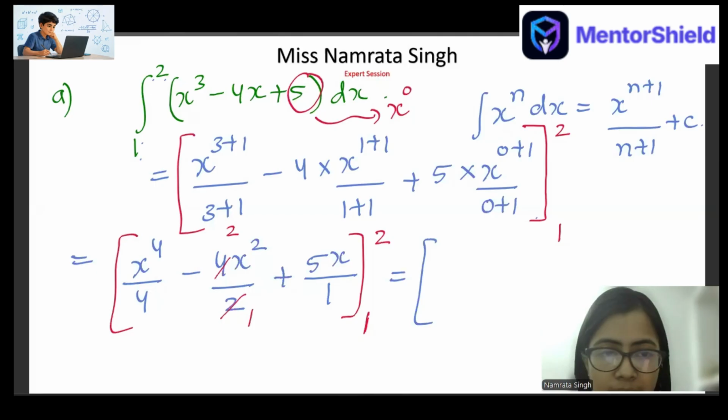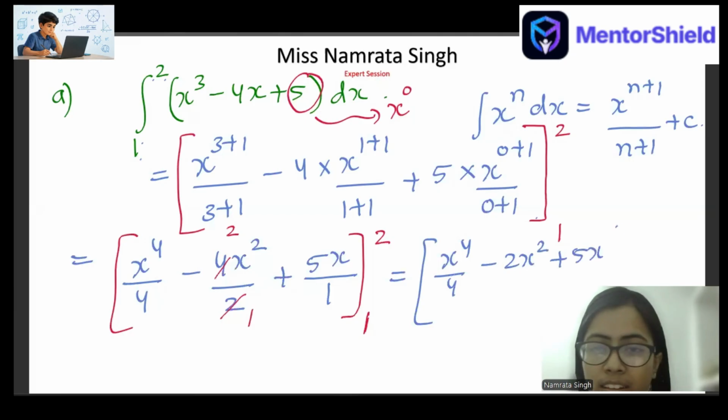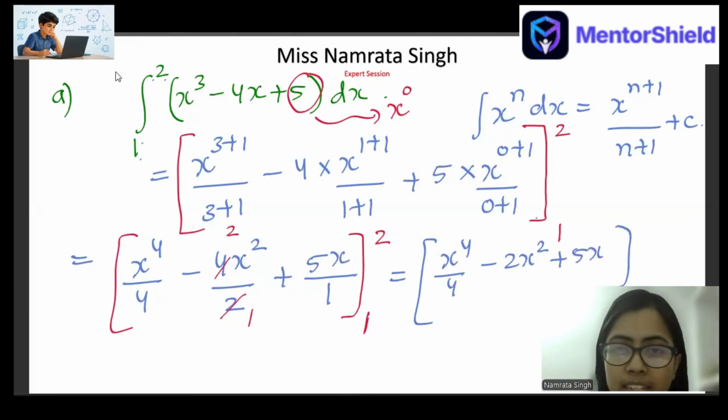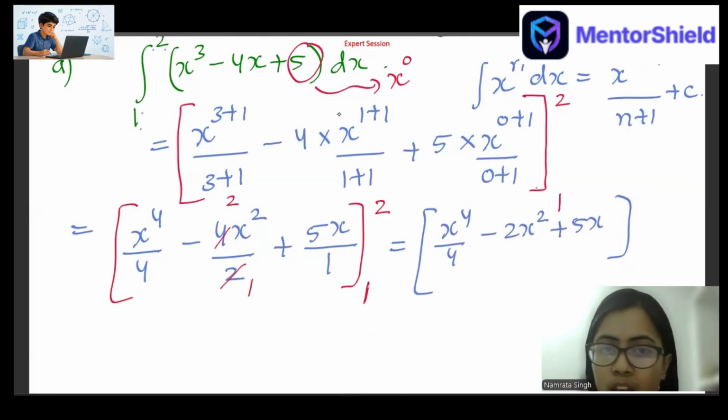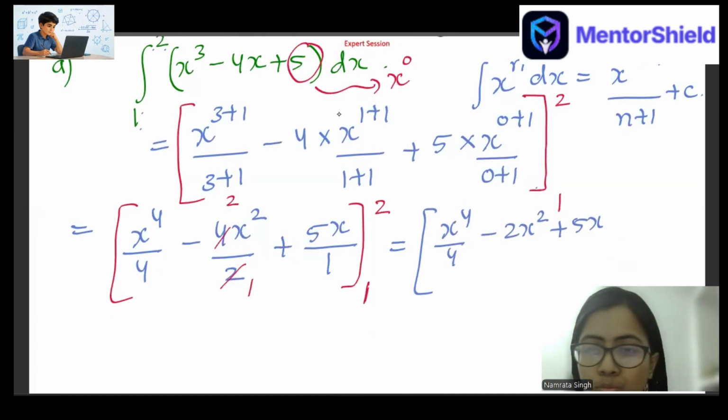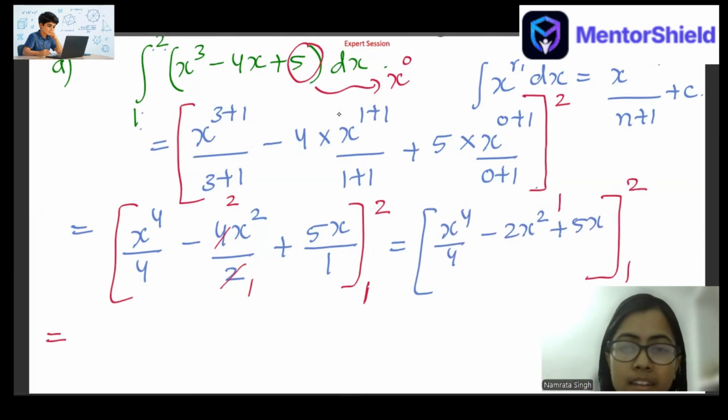Okay, let me write the final answer here. x raised to 4 by 4 minus 2x squared plus 5x. So lower limit is 1 and upper limit is 2. Now let's substitute here. So first we have to do the upper limit minus the lower limit. So we will substitute the value of upper limit in this function.